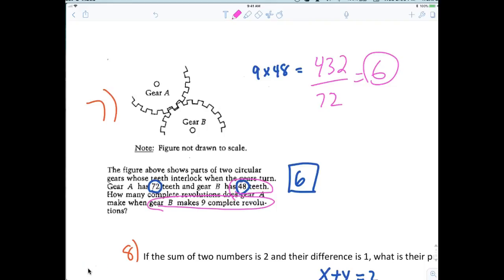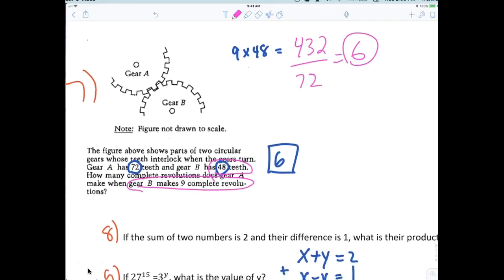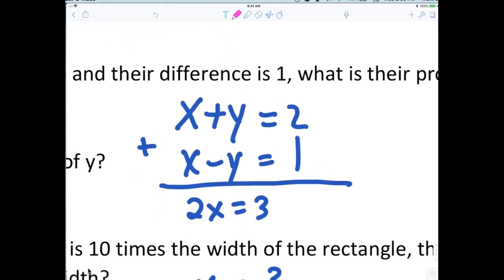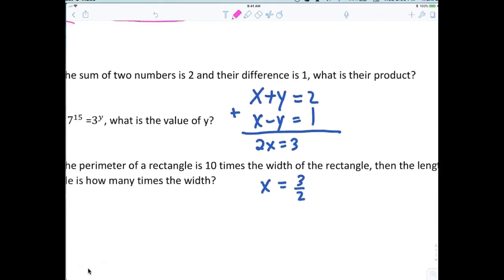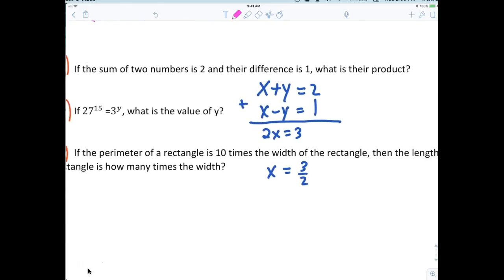Now, number 8, I'm going to be mad if you missed this one. The sum of 2 numbers is 2. So x plus y is 2. The difference is what? 1. Everybody agree? So x minus y is 1. Everybody with me on this? Now to solve that, you just add the equations.